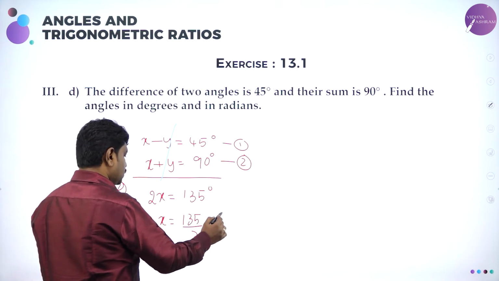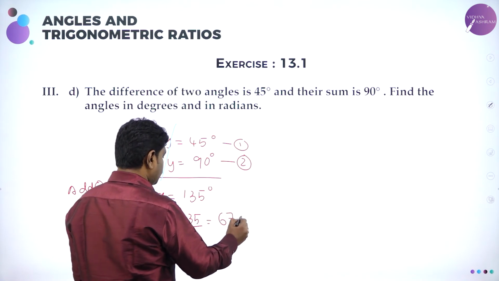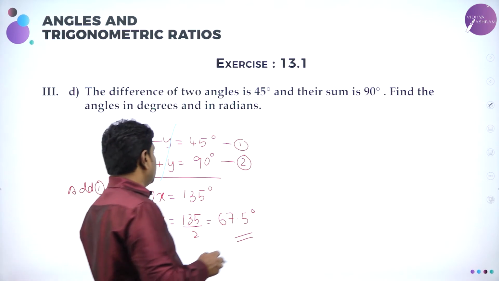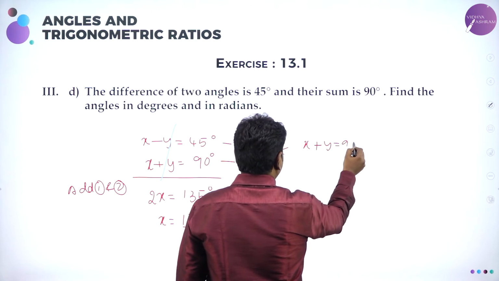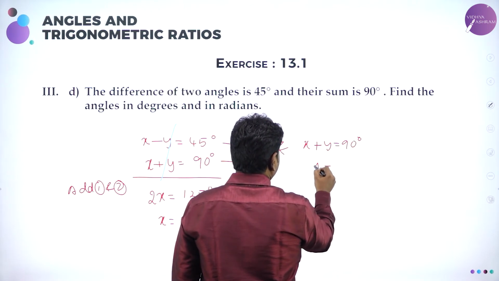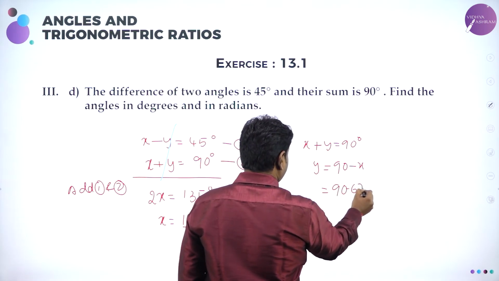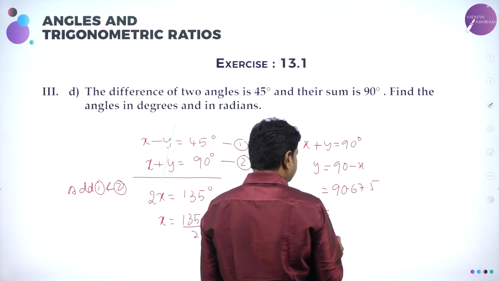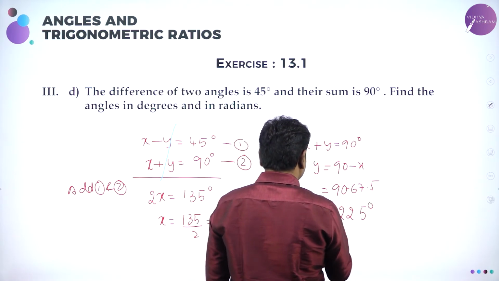So 67.5 degrees is one of the angles. And for the other angle, use the equation x plus y is equal to 90. So y will become 90 minus x, that is 90 minus 67.5 degrees. If you subtract, that is 22.5 degrees. This is y.